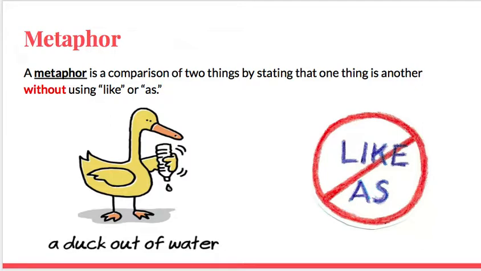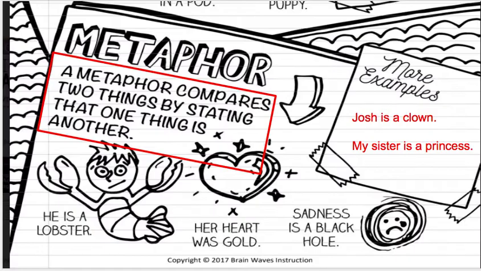Now moving on to metaphor. So a metaphor is a comparison of 2 things by stating that one thing is another without using the words like or as. So a metaphor does not use the word like or as. So again, you're going to fill in the bottom of your notes just like you did the top for simile. Again, we state a metaphor compares two things by stating that one thing is another. So here's some examples of what that means.